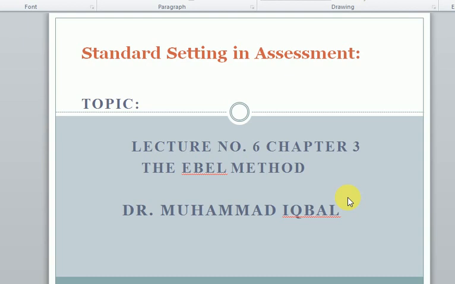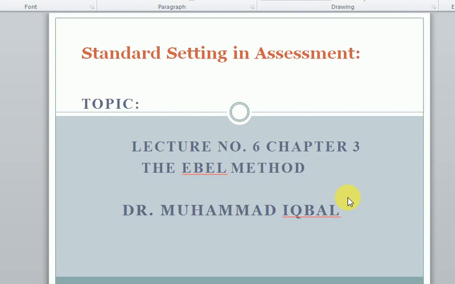In this chapter, we will study different methods of standard setting. In the previous lecture, I taught the definition of the methods and the classification of standard setting methods on the basis of test-centered and examinee-centered approaches.